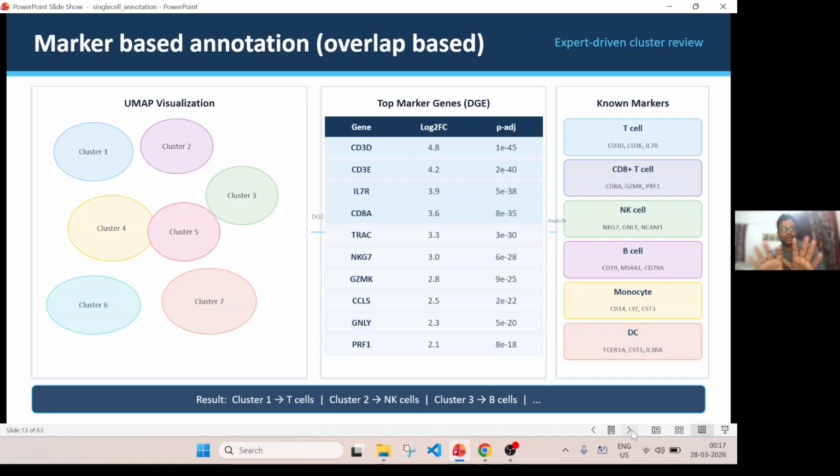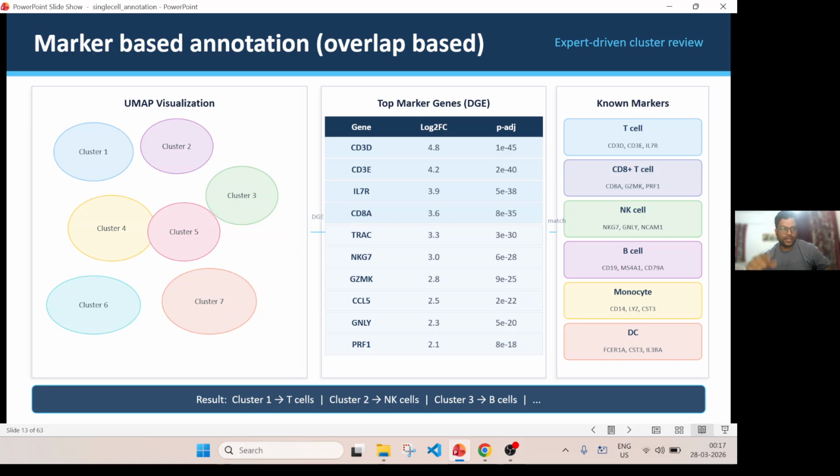Okay, so just a quick overview of the marker based approach. You get this UMAP, you take the clusters and find the top differentially expressed genes, where the log2 fold change is high and the p value is very low. Then you take those genes and use your expert domain knowledge, and compare with some marker databases. You say, see, in the T cell these three are the marker genes, and you check your marker list, oh, probably these three genes are there. Then you do a manual overlap, and based on that you can come up with some annotation.